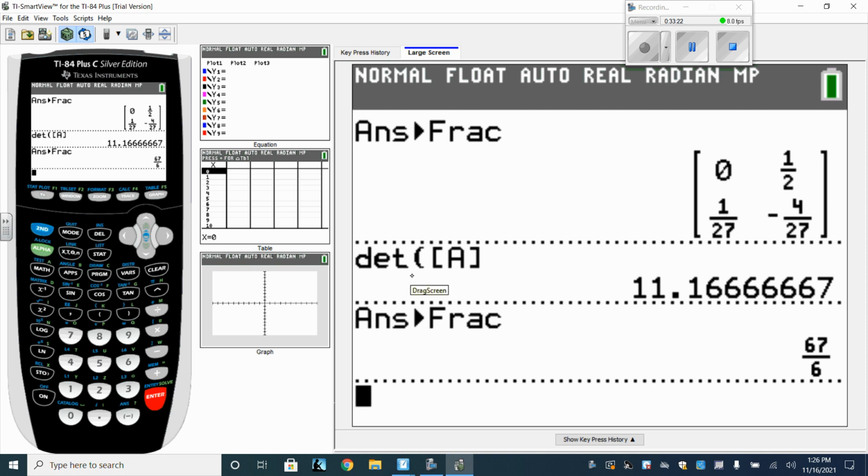For the determinant or fraction? Let me see. Okay, so to pull up determinant, we're going to go second matrix over 1. And the first one is determinant. So if you hit enter, and then second matrix, and then enter to call it matrix A. And then one more time. Enter again.